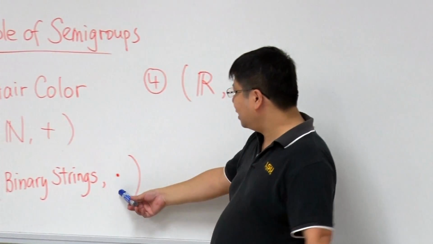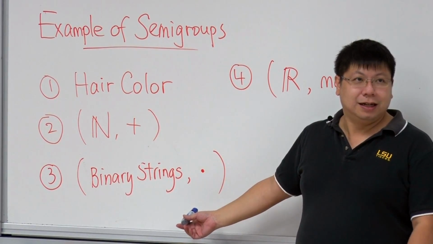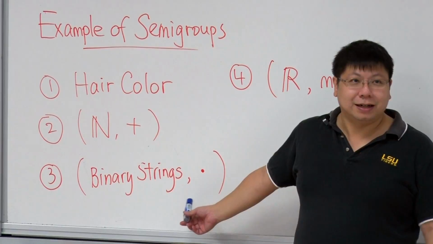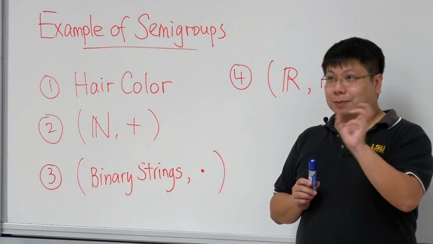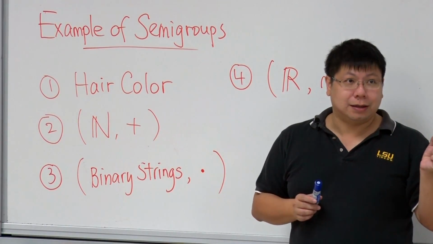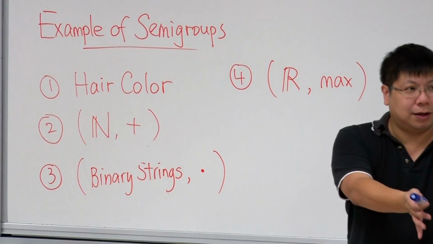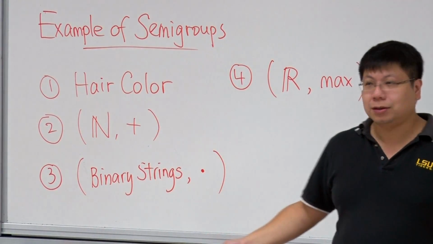Let's see. How about this one? Do we have an identity? Empty string. If you consider binary strings that contain some string, a special kind of string that has length 0, let's call it the empty string. Then you add an empty string on the left-hand side or at the back, and you don't do anything. So it is an identity.